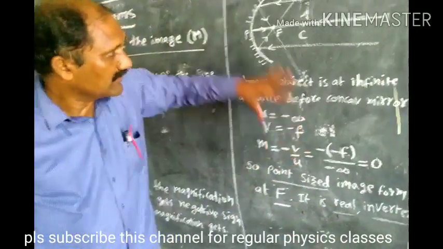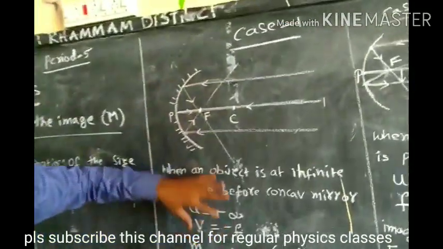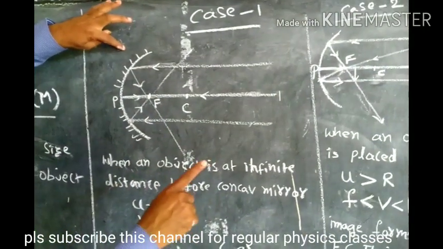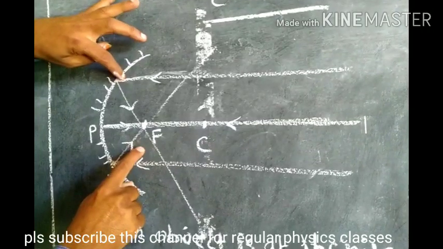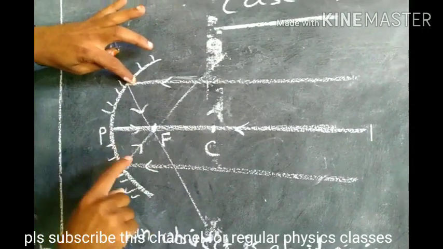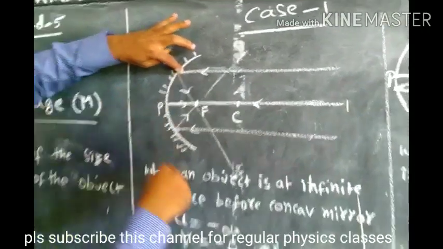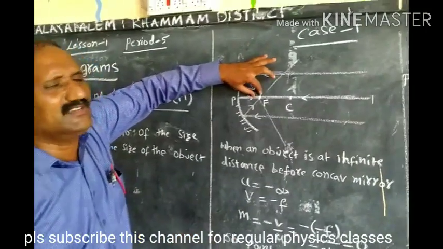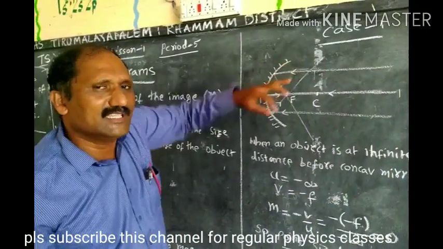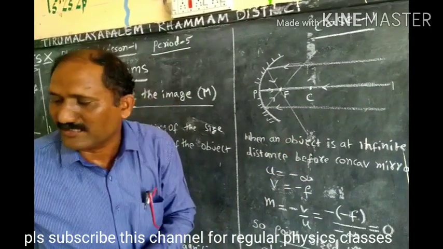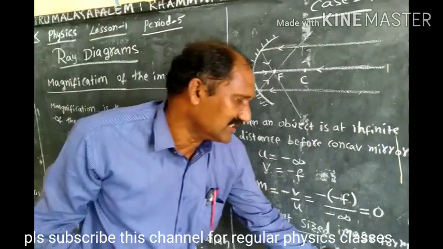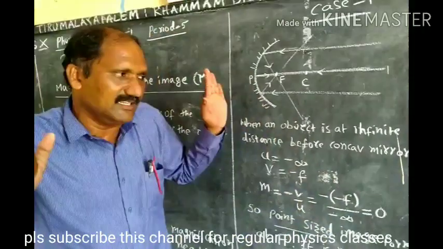Now here, when the object is at infinite distance, a point sized image forms at F, it is real and it is inverted. But we can't say it is inverted because it is point size. But for long distance objects we get small images, and they are all inverted. That's why we call it an inverted image.